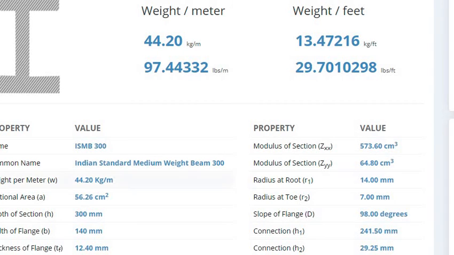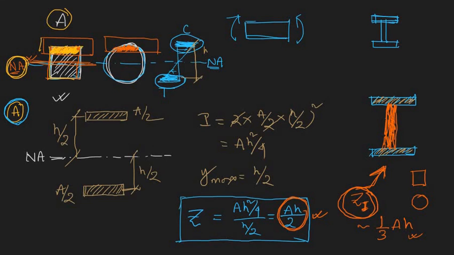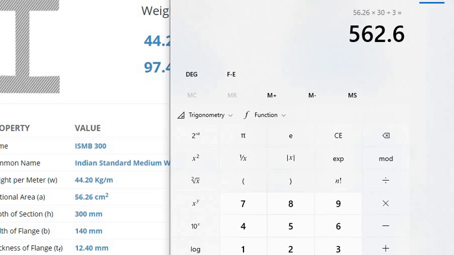Here we have taken ISMB 300, and it has a sectional area of 56.26 and height H is 30 centimeter. So if we simply put the values here, 56.26 area times the height 30 divided by 3, because in our formula we have used 3 as the denominator, we get the value for section modulus as 562.6.